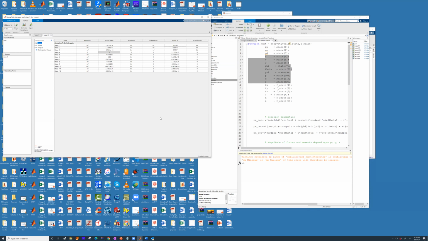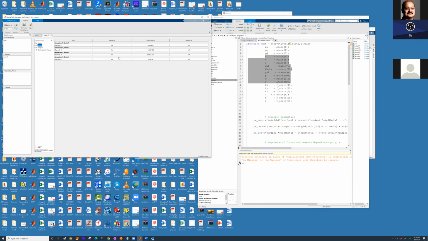The next thing I want to show you is, let's look at the inputs. At this point, we need to see if the actual values are reasonable or not. Please notice channel 1 is the elevator, then aileron, then rudder, and channel 4 is the thrust. These values I did not specify, but they were computed by the optimization routine.